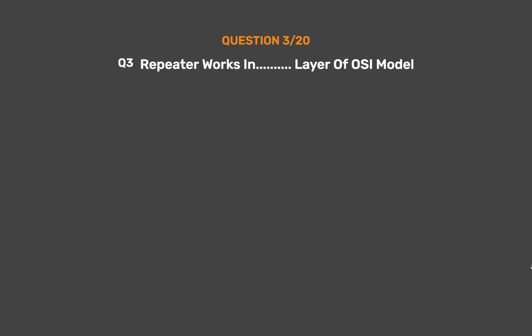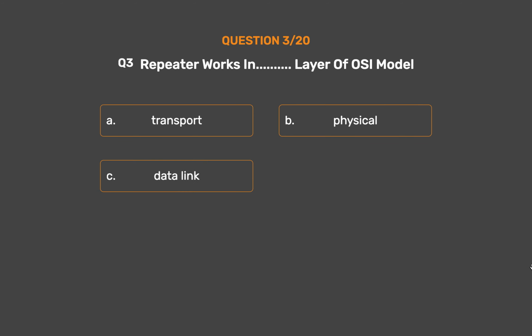Question number 3. Repeater works in layer of OSI model. Option A. Transport. Option B. Physical. Option C. Data link. Option D. Network.